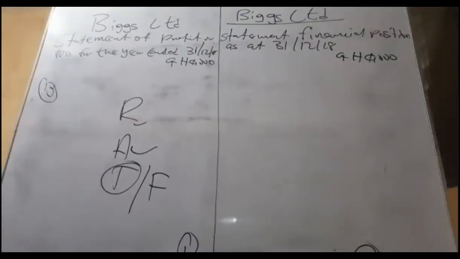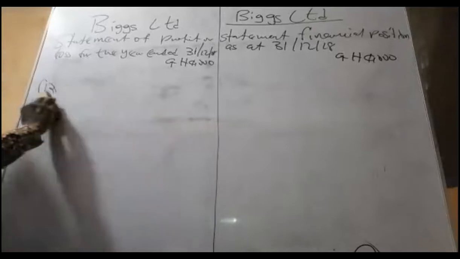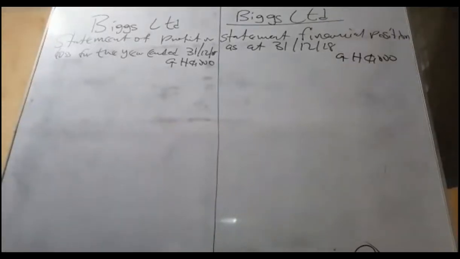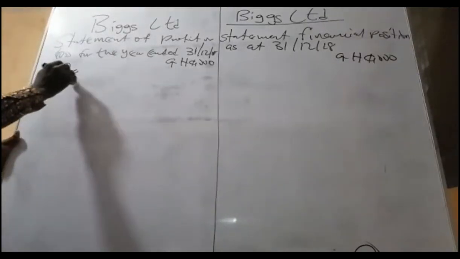Let me know if these items are treated in some way. So let's go straight to the game. The examiner said revenue. I will write revenue here.